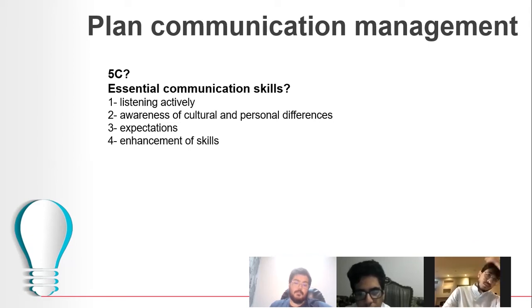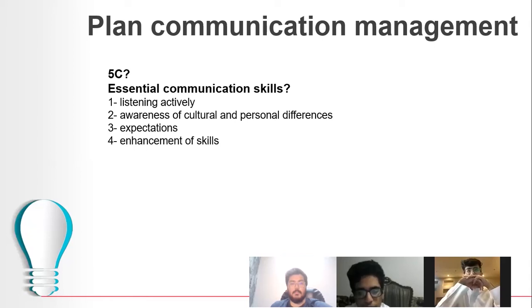Second, we have the awareness of culture and personal differences. Developing the team's awareness of culture and personal differences to reduce misunderstanding and enhance communication capability. Due to different cultures, different views, different personalities, of course, there will be different thinking, different minds between different people. This might cause poor understanding. So we need to have awareness of it.